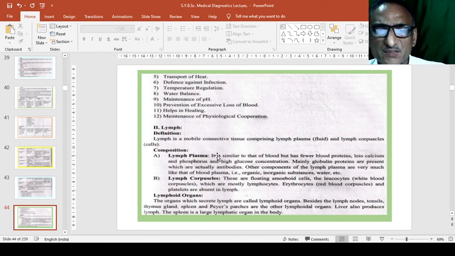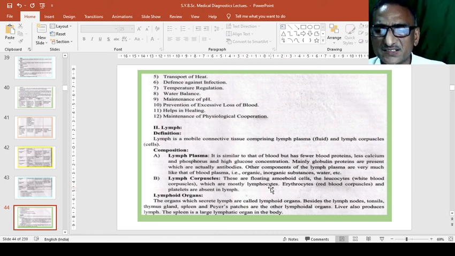Lymph is a motile connective tissue. Lymph is the second important part. It is motile and comprises lymph plasma, generally called plasma fluid, and lymph corpuscles. Lymph plasma is similar to that of the blood. It has globulin proteins. It is very much like the blood plasma and contains organic substances and water. Lymph corpuscles are floating amoeboid cells, which we can call white cells, or lymphocytes.